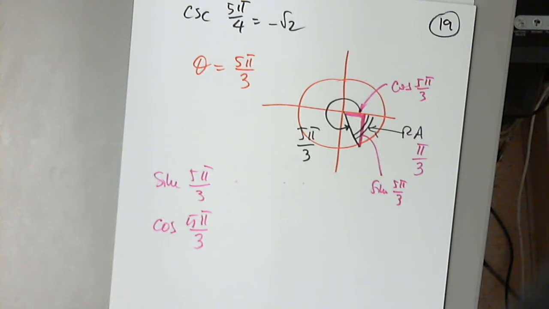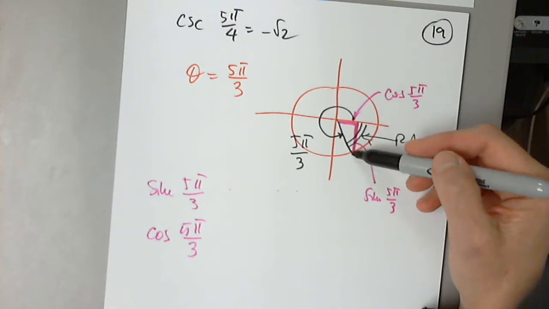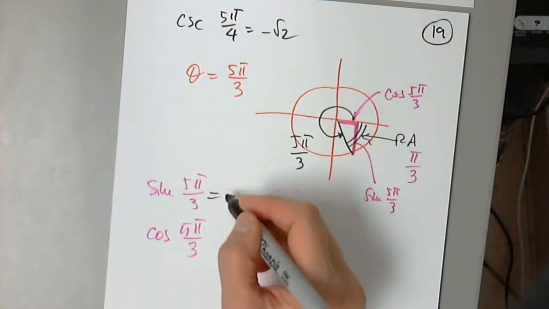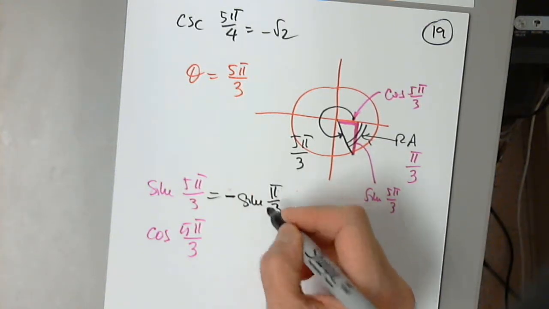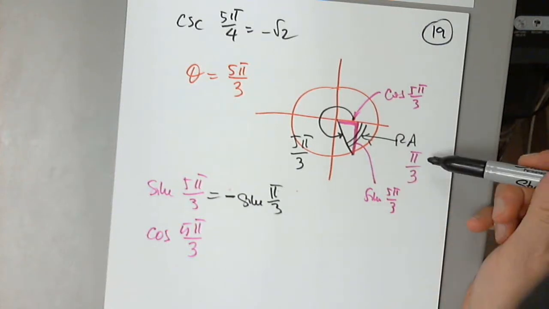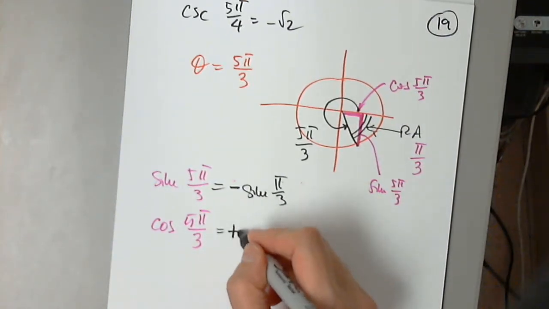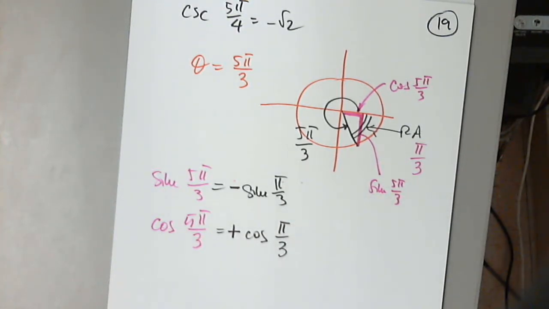So what do you think about this piece? This piece is sine, so will it be positive or negative? Negative. So the answer will be negative sine pi over 3, negative sine of the reference angle. The same thing here, but positive cosine of the reference angle. That's why I was saying from the very beginning, the reference angle dictates.